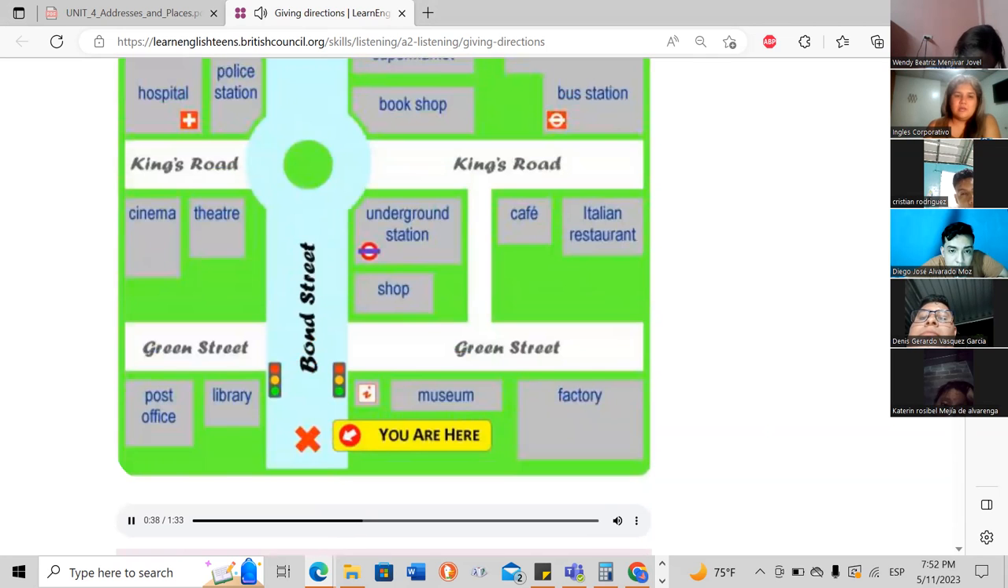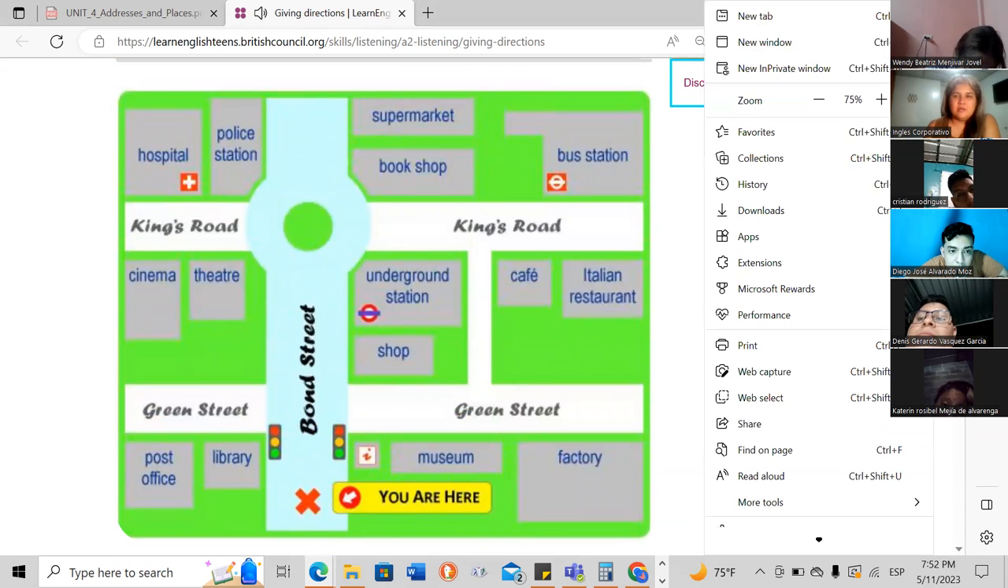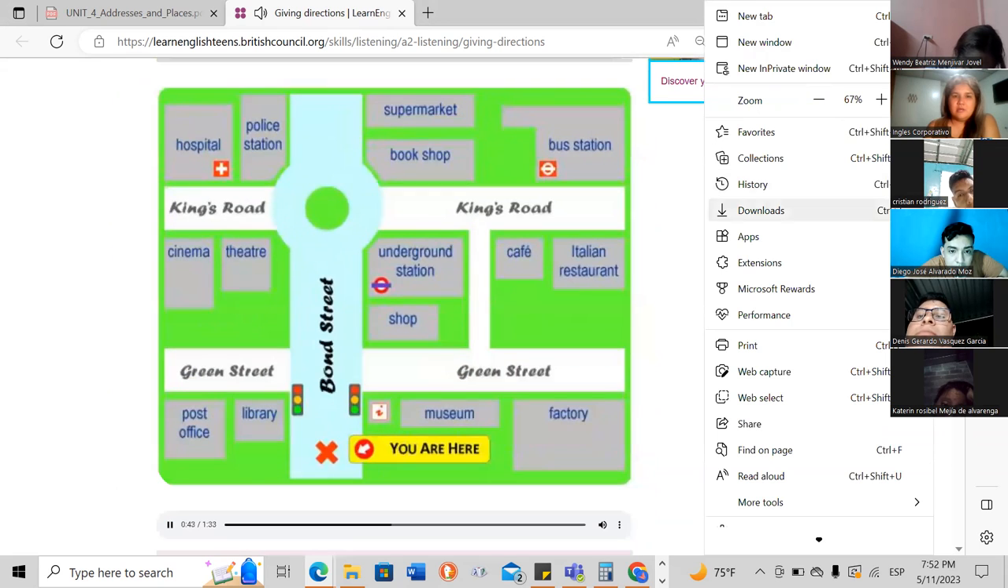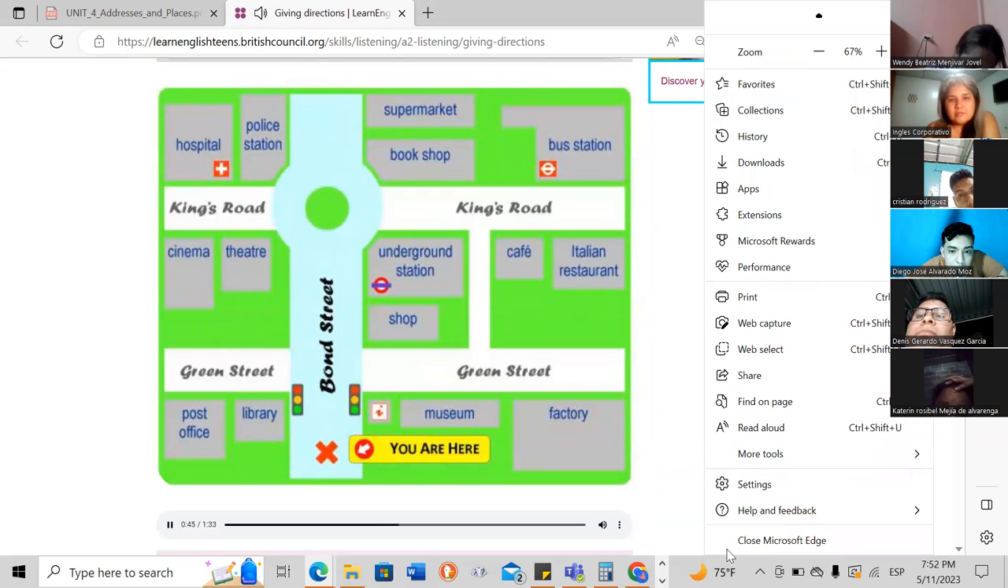Go straight on. Go past the traffic lights and go straight on until you get to the roundabout. At the roundabout, turn left. Go past the theatre. It's the building next to the theatre, opposite the hospital.